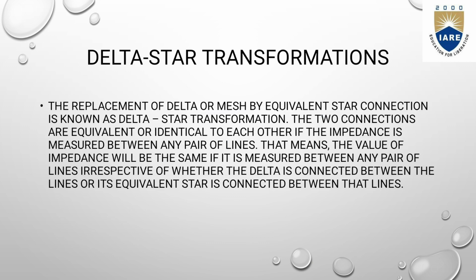So, delta star transformations. The replacement of delta or mesh by equivalent star connection is known as delta star transformation. The two connections are equivalent or identical to each other if the impedance is measured between any pair of lines. That means the value of impedance will be the same if it is measured between any pair of lines, irrespective of whether the delta is connected between the lines or its equivalent star is connected between those lines.